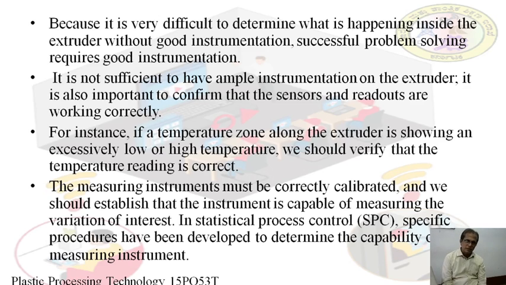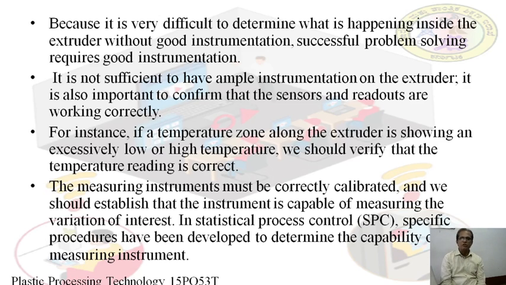For instance, if a temperature zone along the extruder is showing excessively low or high temperatures, we should verify that the temperature reading is correct. Sometimes it may show a false reading, or the heater might be on but the heating process is not actually taking place. That may be the problem. So instrumentation is essential, but cross check is also very important.